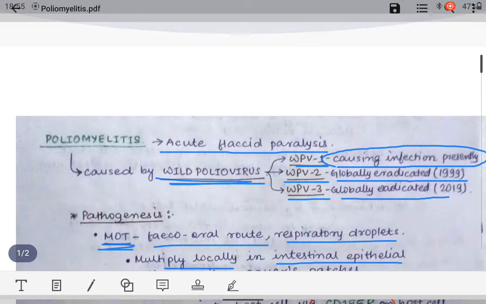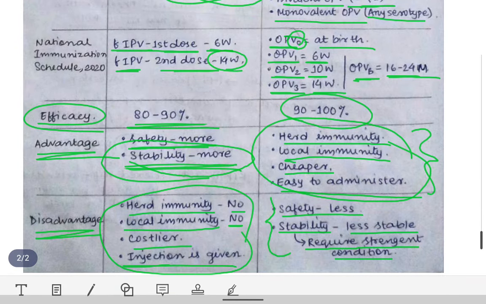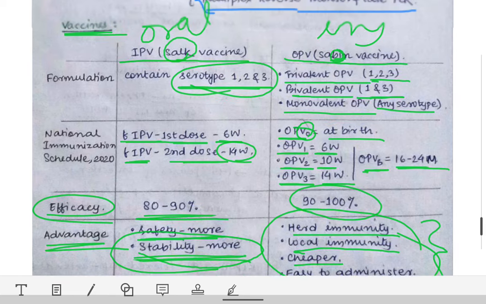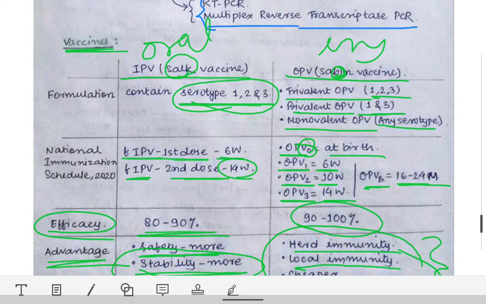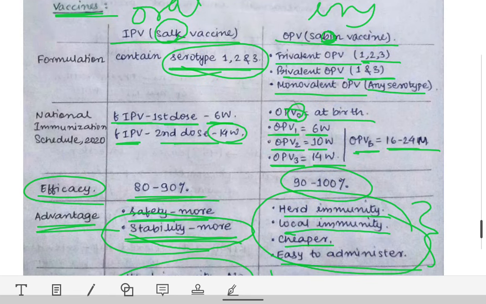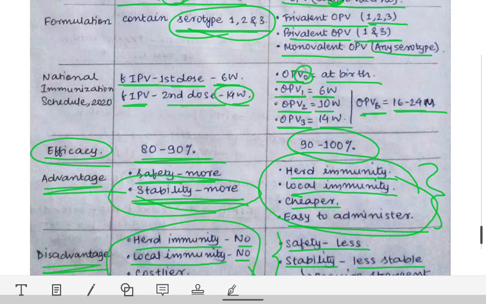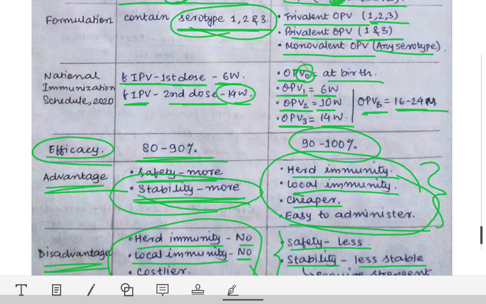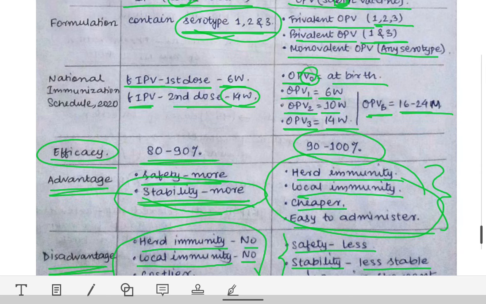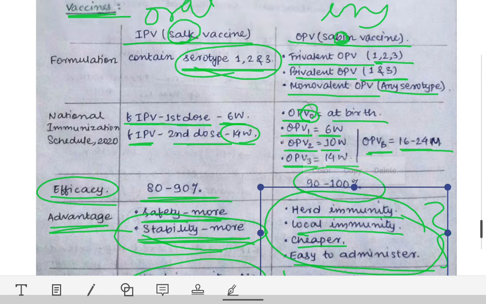So this is all about the poliovirus infection, out of which this difference between the IPV and OPV must be remembered. This is a must to know, and this much is enough to know in second year. So this is all about the poliovirus.